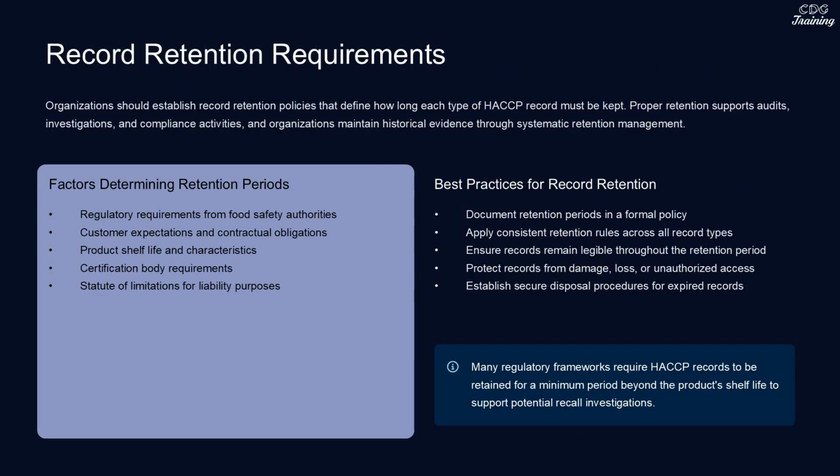Organizations should establish record retention policies that define how long each type of HACCP record must be kept. Proper retention supports audits and investigations, and organizations maintain historical evidence through systematic retention management.